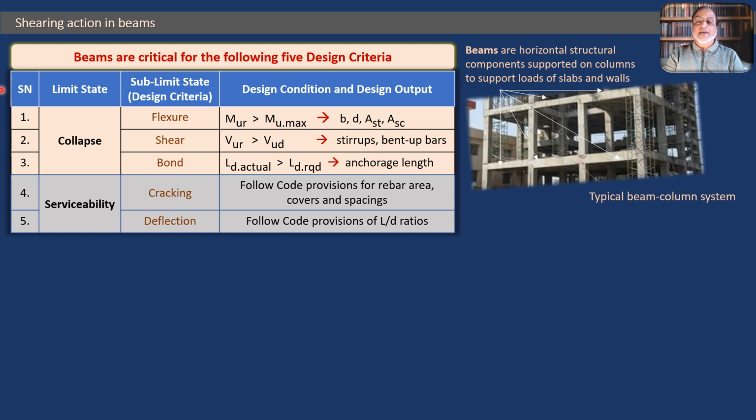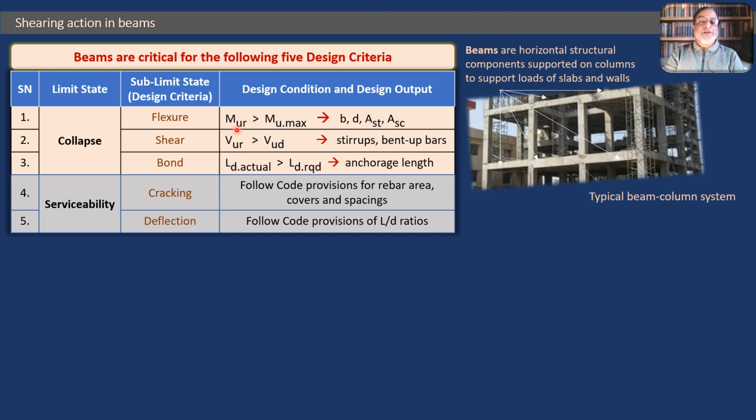Now when we want to design the beams, we have to satisfy the 5 design criteria for beams. So beams are critical for the following 5 design criteria. These design criteria are classified in 2 limit states. In limit state of collapse, we have got flexure, that is bending, shear and bond as the 3 design criteria. Whereas in limit state of serviceability, we have got 2 design criteria, cracking and deflection. So in all, we have got 5 design criteria for the design of a beam.